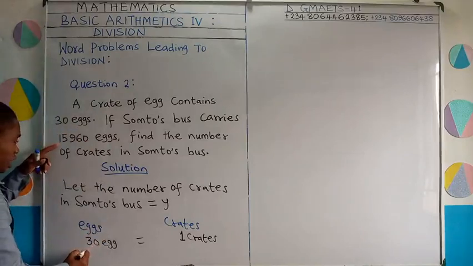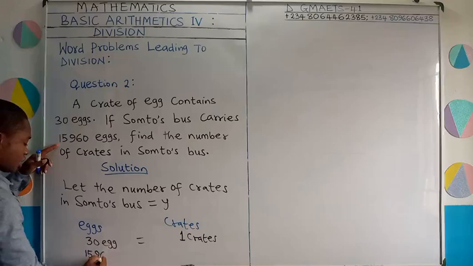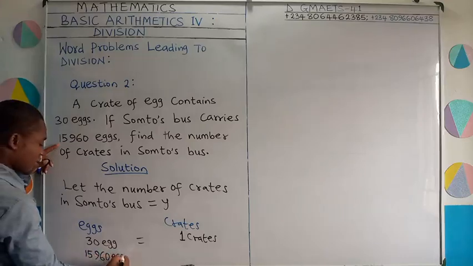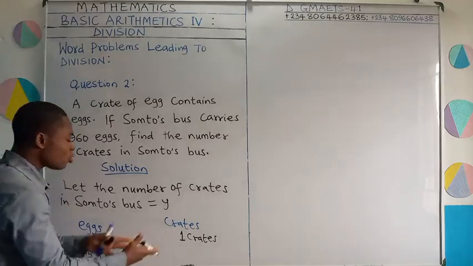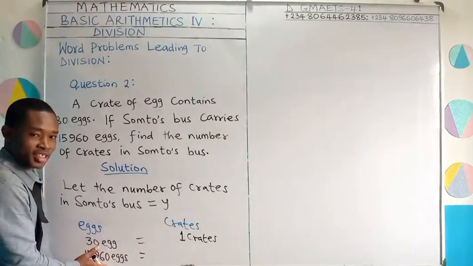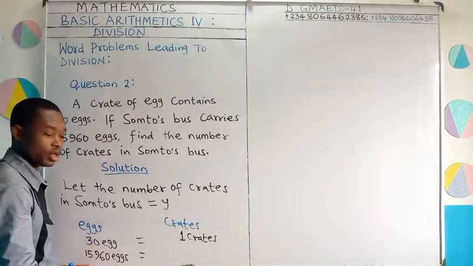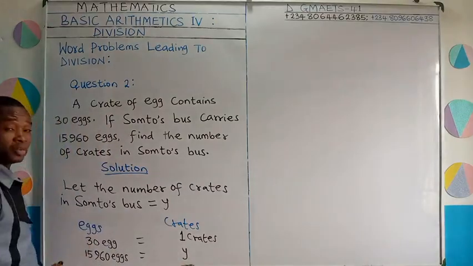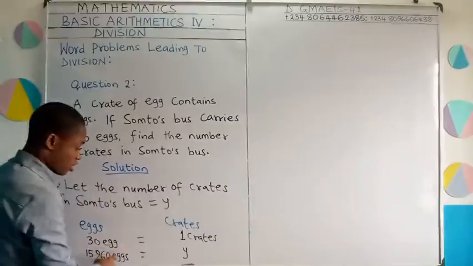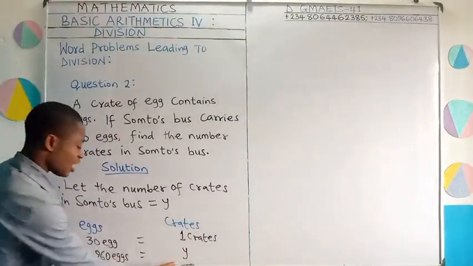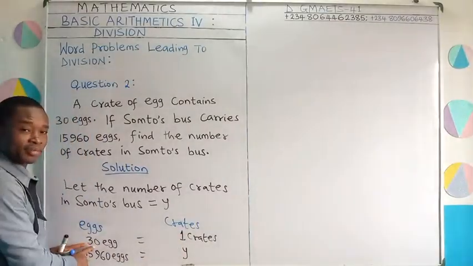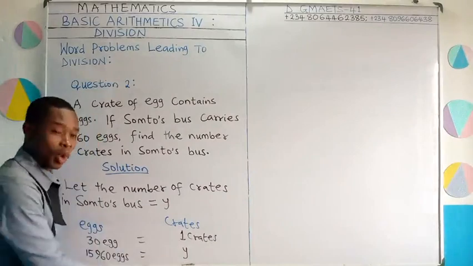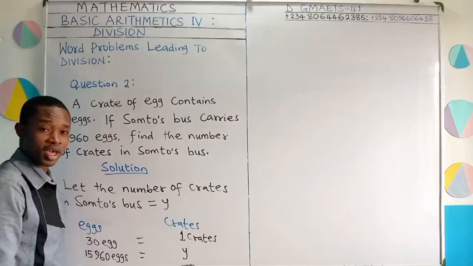So we have 15,960 eggs. This will now be equal to how many crates will contain this number of eggs in Sumto's bus? We don't know. And we selected y for it. So we are done with our arrangement. If you see this clearly, look at your cross multiplication. You will notice that y will multiply 30. Y did not multiply 1 if you are to do the cross multiplication.